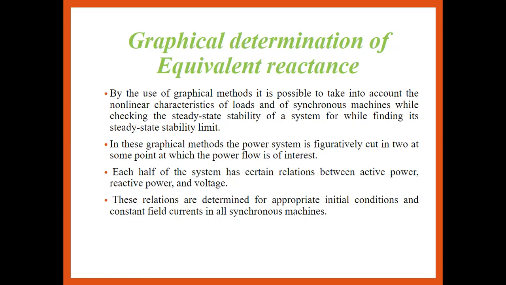motor and the systems. In this graphical method, the power system is figuratively cut into two parts at a point at which the power flow is of interest. That means the two machine system is cut into two systems. Each half of the system has a certain relation between the active power, reactive power, and the voltage. These relations are determined for the appropriate initial condition and the constant field current in all the synchronous machines.